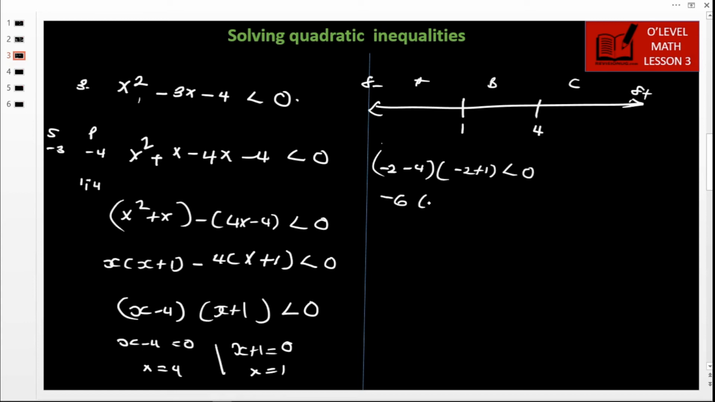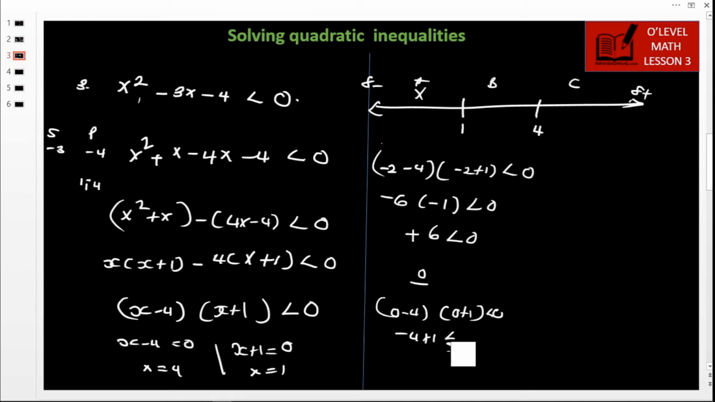Negative 6 into negative 1, this is positive 6. Is it less than 0? No. So this one is off. Then let us get one between negative 1 and 4. Let us take a 0. So here we are going to have 0 minus 4 into 0 plus 1. So negative 4 times 1, is it less than 0? Negative 4 is less than 0, right? So this region is going to satisfy. This region here is going to satisfy.